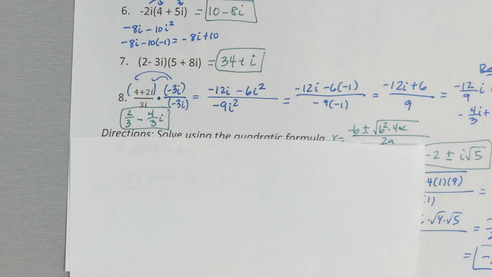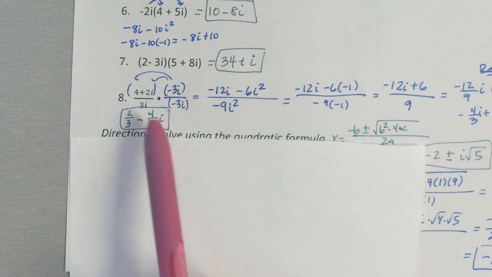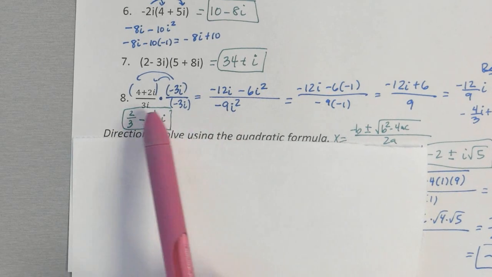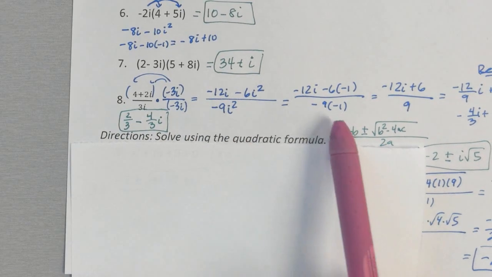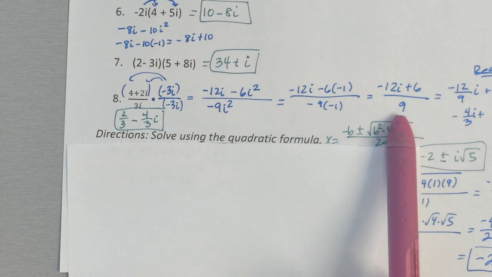Some people multiply by positive 3i, that's fine. Some people multiply by i, that's fine too. But when you multiply, make sure you take into account the signs. 3 times negative 3 is negative 9. i times i is i squared. So when you plug in negative 1, you should get a positive 9 on the bottom.